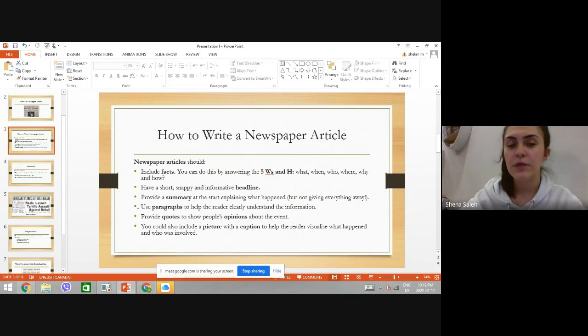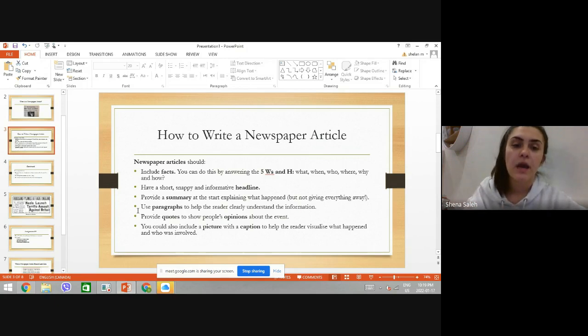And like we said, we use paragraphs to help the reader clearly understand the information. So it's easier for the person to see it if it's in small, short paragraphs, whereas in a novel you would have longer paragraphs and you would describe it in fuller detail.